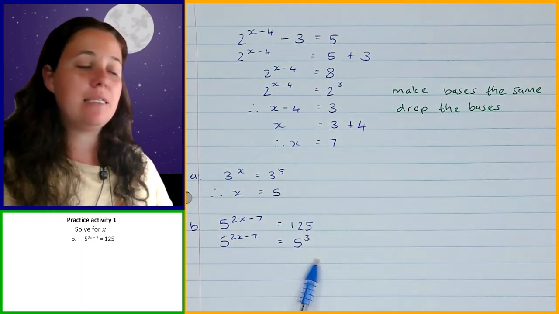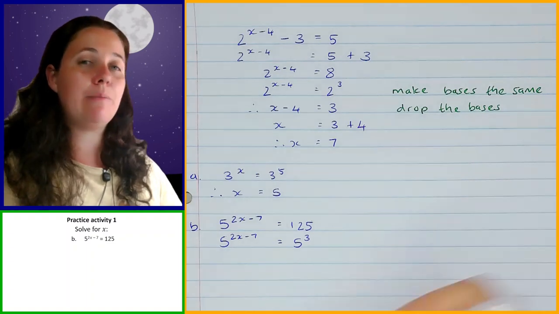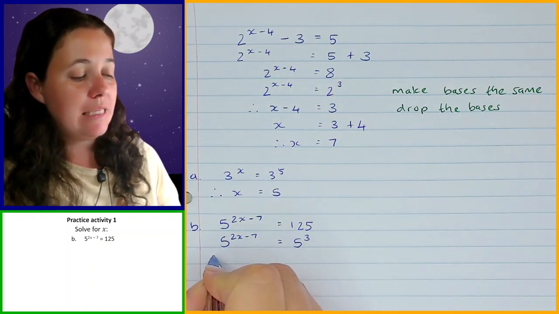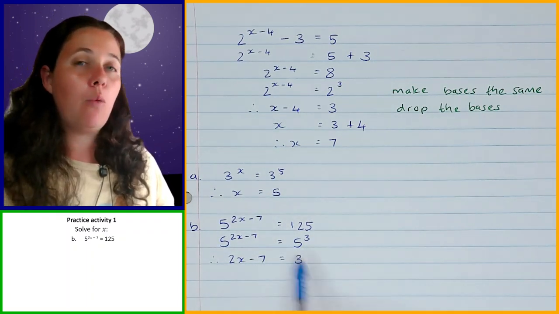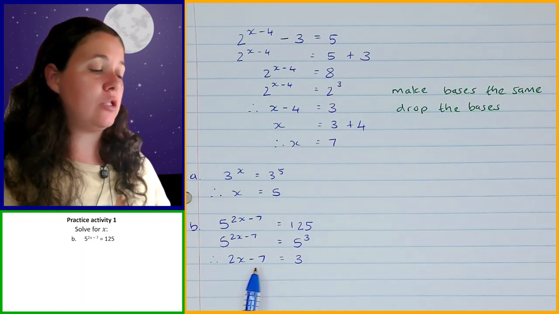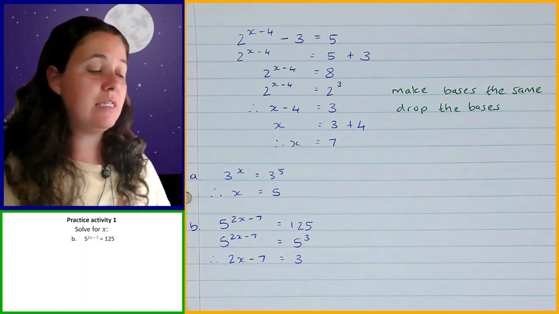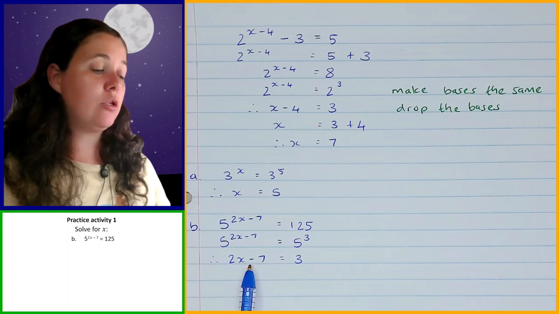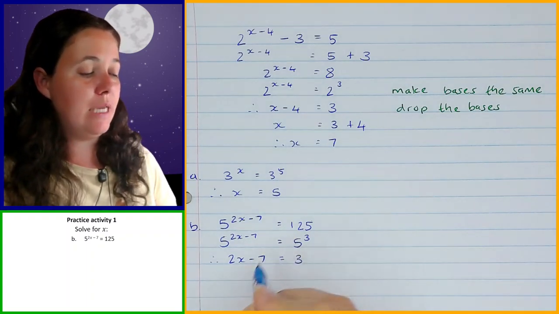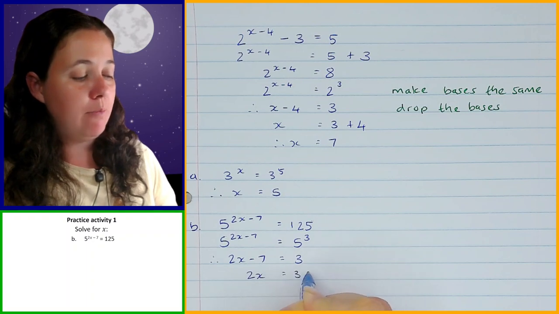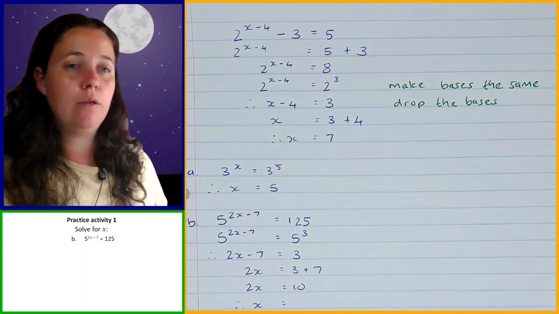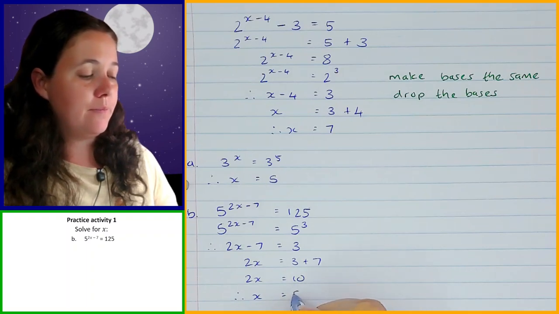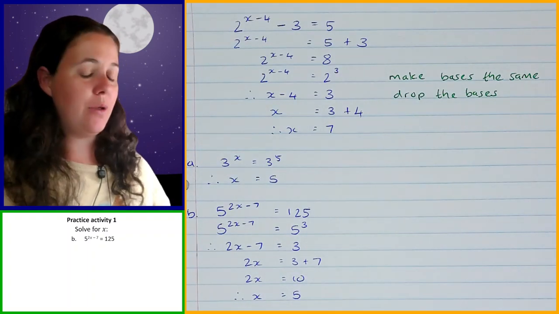Now that I've got the same bases, I can drop those bases and I can make the exponents equal to each other. So then I can say, therefore, 2x minus 7 is equal to 3. Once I've done that, I can then finish solving as normal. I want all my x's on the left-hand side, so I want to get rid of anything that is a constant. So I'm going to get rid of this negative 7 by adding 7 on both sides. So I've got 2x equal to 3 plus 7. That gives me 2x equals 10. So then I can solve and say, therefore, x is equal to 5. So that's what you should have got for question B.